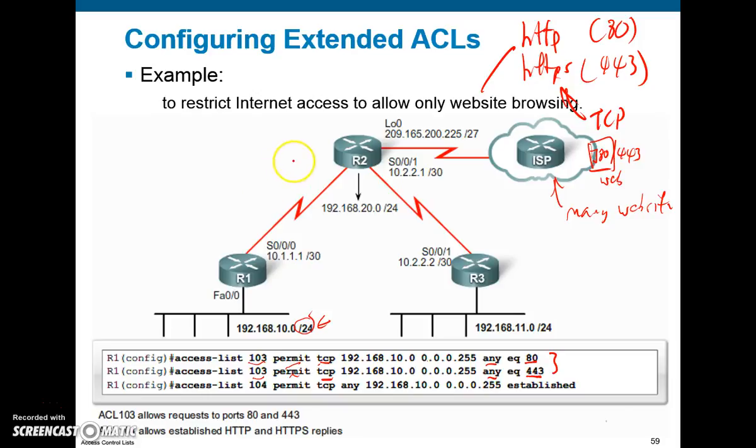So what happens is when this router R1 receives a packet from this network, it will check the source IP. Does it belong to this group?